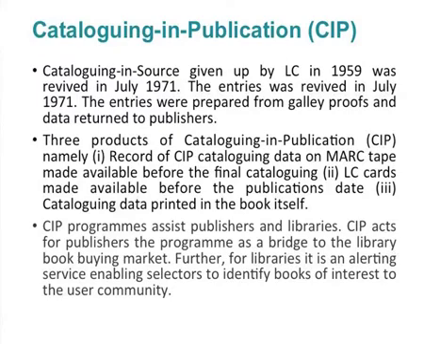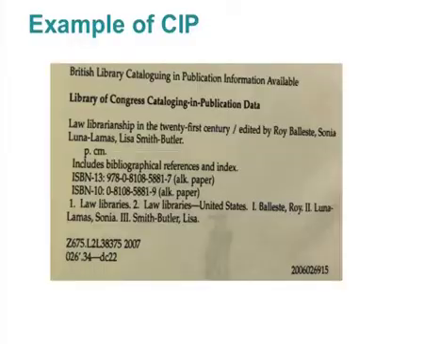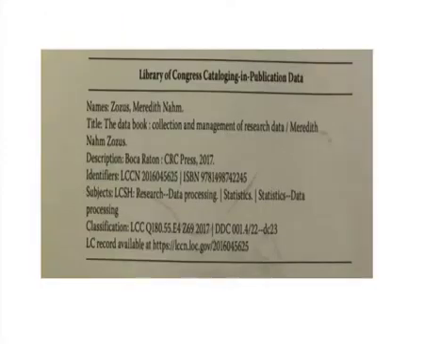So, these are the three products of cataloging in publication. The cataloging in publication program assists publishers and libraries. CIP acts for publishers as a bridge to the library book buying market. Further, for libraries, it is an alerting service enabling selectors to identify books of interest to the user community. IFLA has its own method, and its bibliographic section defines the work of CIP as follows: the National Bibliographic Agency determines the data elements to be supplied for the program and makes printed information available.